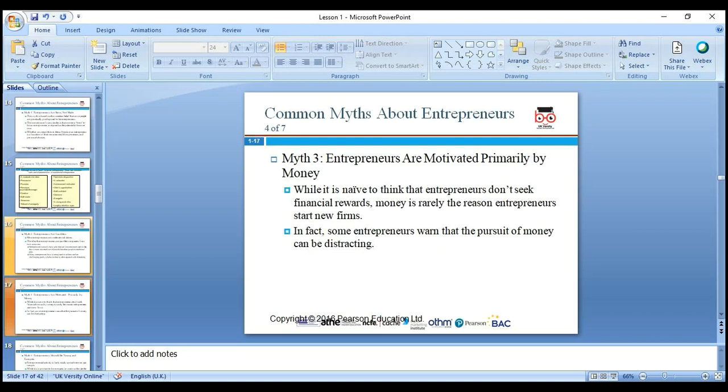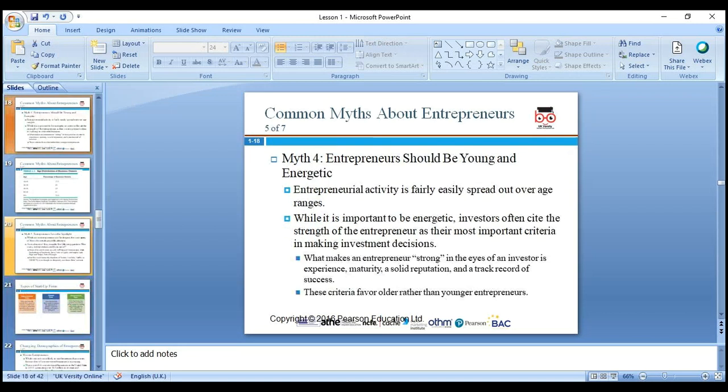Yes, people are motivated by money, because being your own boss means more money. That's the key motivation. While it's naive to think that entrepreneurs don't seek financial reward, money is not really the only reason entrepreneurs start a new firm. In fact, some entrepreneurs argue that the pursuit of money can be a distraction.